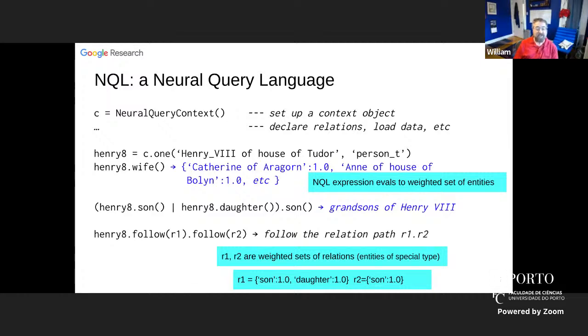But you can also have these relations, which are simply weighted sets of a special type of entity, and can also be soft, and that makes it possible. They're essentially simply vectors over the set of relation constants. So they're just a weighting, and those are things that can be produced by another neural network.